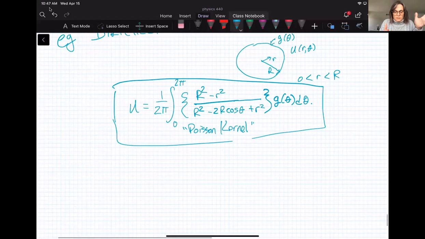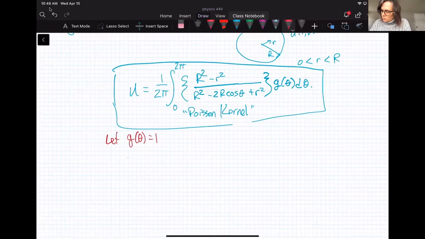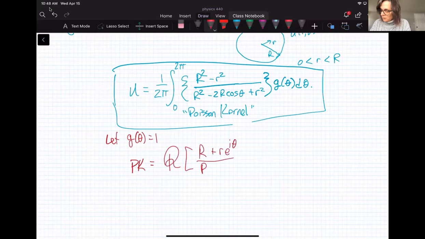The way that we would approach this in complex analysis is to reconstruct the Poisson kernel. So I'm going to focus just on the Poisson kernel for now. Just to make things simple, let's let g of theta just be equal to 1, some constant. We'll just ignore the units. And then rewrite the Poisson kernel as the real part of R plus little r e to the i theta over R minus little r e to the i theta.